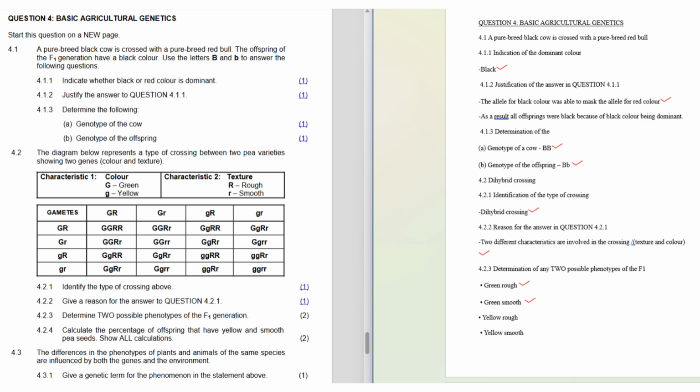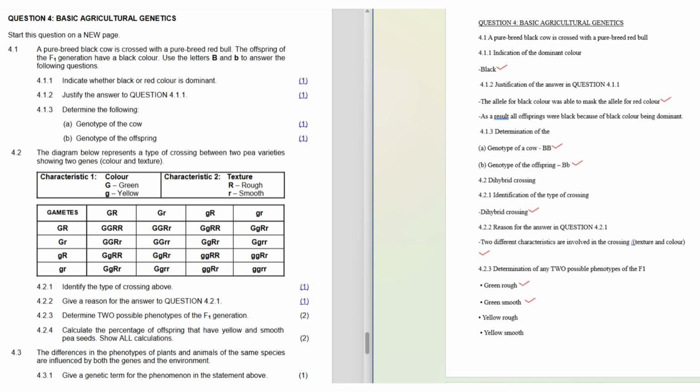We say it is a dihybrid cross because two different characteristics are involved in the crossing. We have the color trait and the texture trait. They are involved. Two characteristics are involved in the crossing. Then 4.2.3 determine two possible phenotypes of the first female generation.